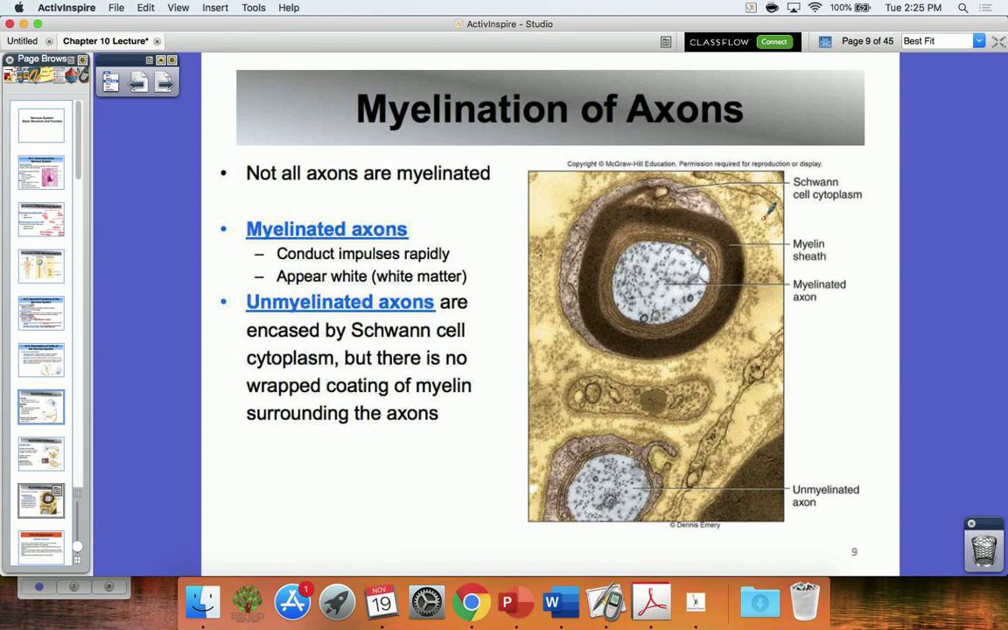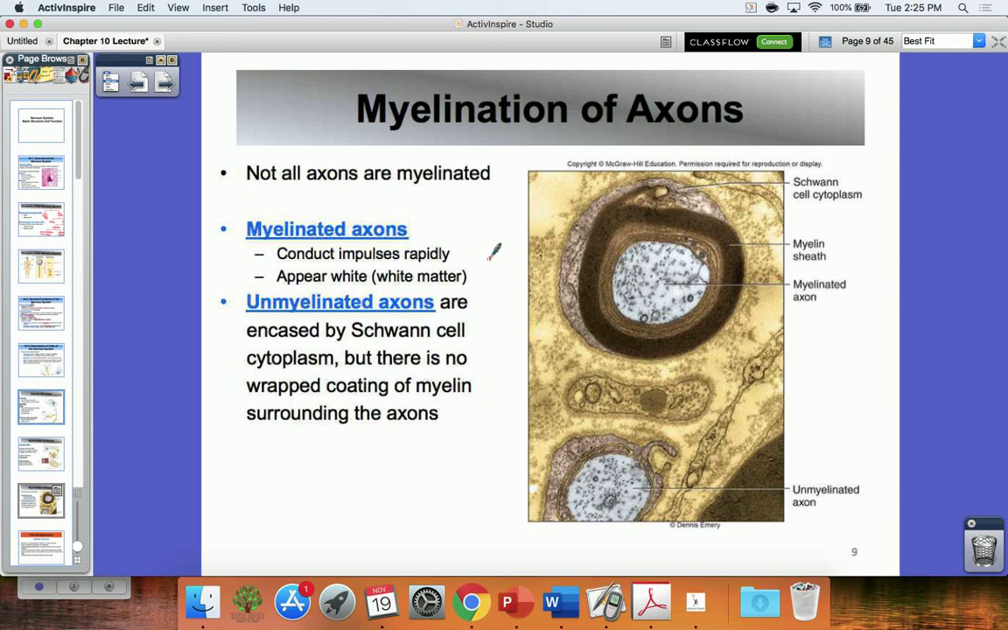So, we talked about how this myelin is very similar to a cord that has insulation around it. And so it's very important for these axons to be myelinated. And those that are myelinated, those that need to be, they are going to be able to transmit impulses extremely, extremely fast.